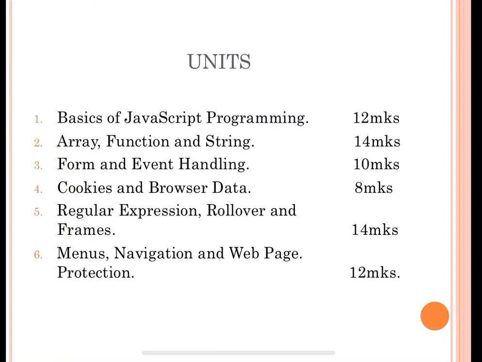The first one is the basics of JavaScript programming, which is of 12 marks, and here we'll study the basic syntax and variables of JavaScript. The next one is array functions and string. This chapter covers how we can use array functions and strings in JavaScript, and it can come for 14 marks.